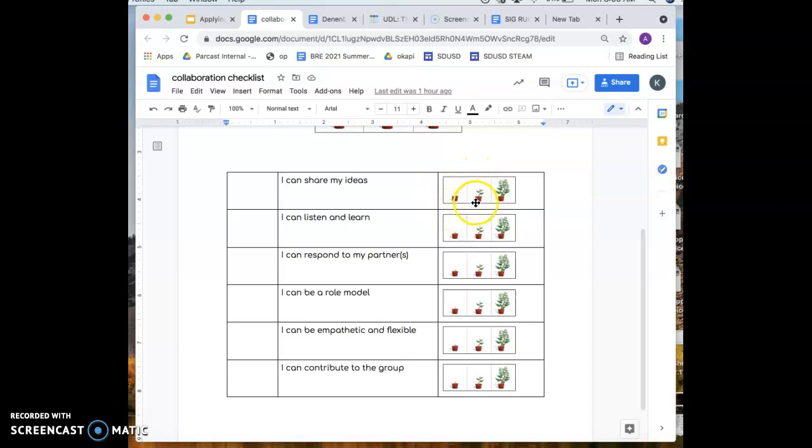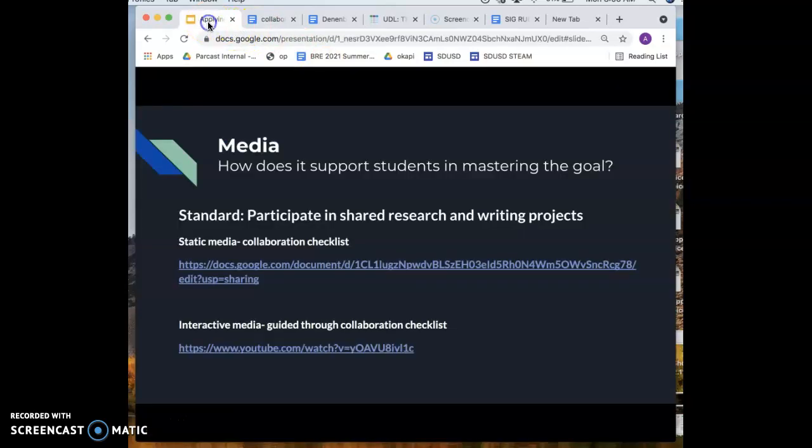Here, maybe they've begun to practice the goal. They still need to refine their skills. And here is when they feel like they are doing it and it is helping support their learning. My interactive media is a video where I go over and guide students through filling out their collaboration checklist.